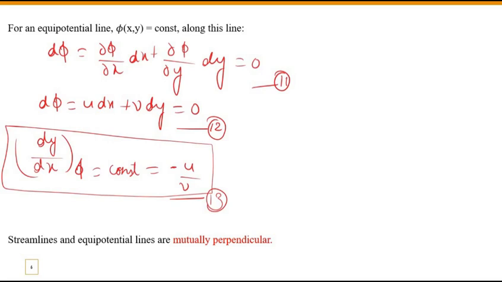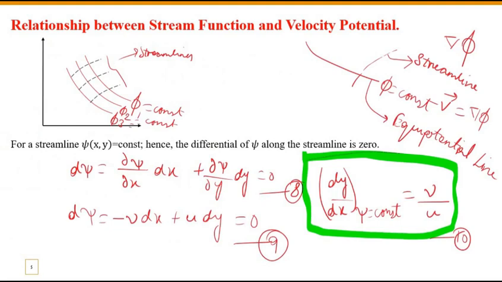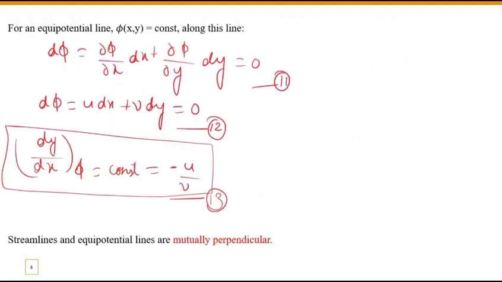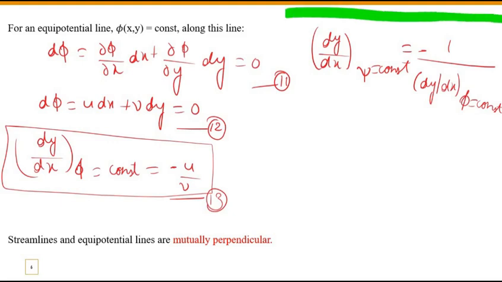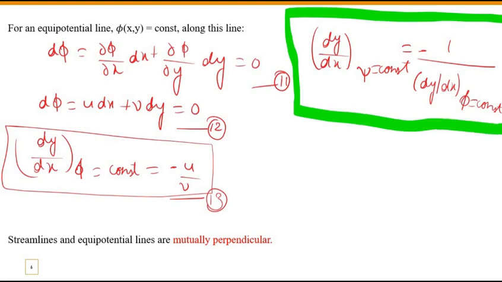Correct. If I combine these two equations, that is my equation 10 and equation 13, what do we get upon solving? We get dy by dx, psi is equal to constant, would be equal to negative of 1 upon dy by dx, phi is equal to constant. So this is the relation that we establish between the streamline and the equipotential line.